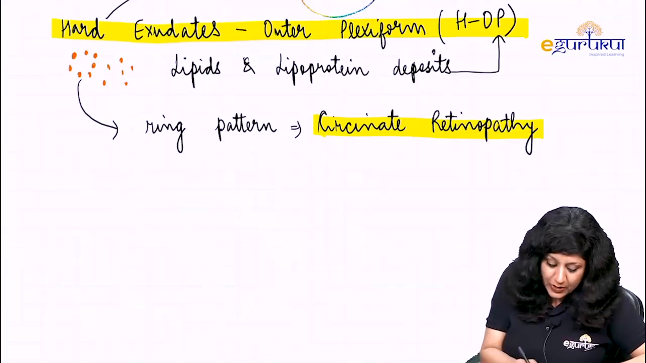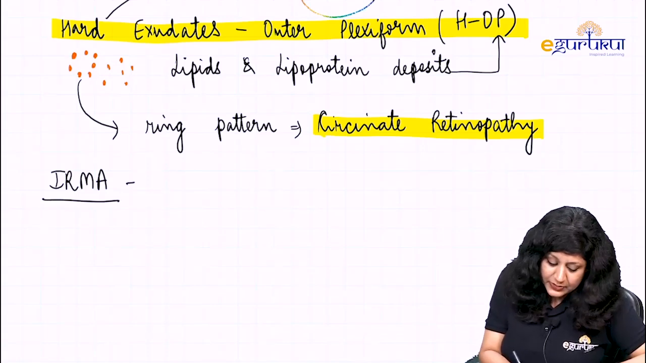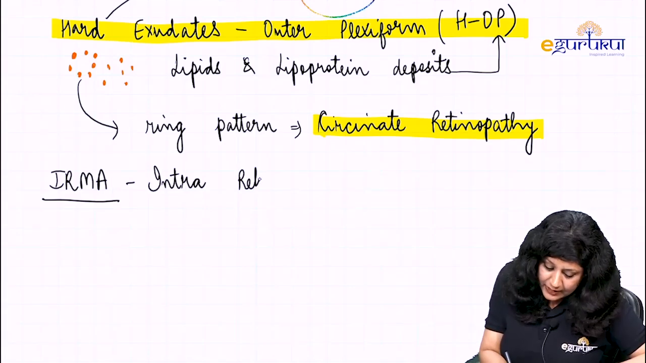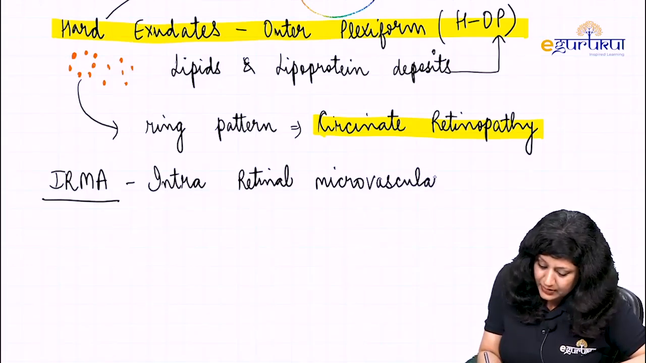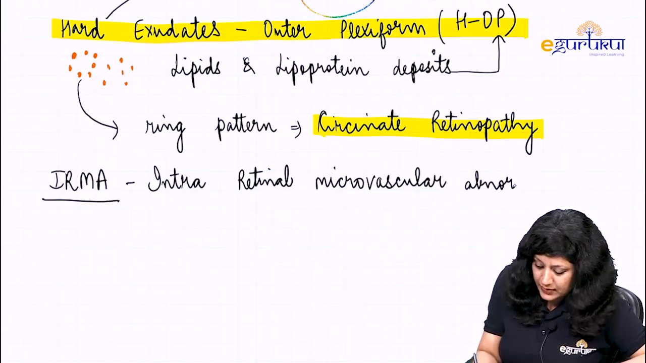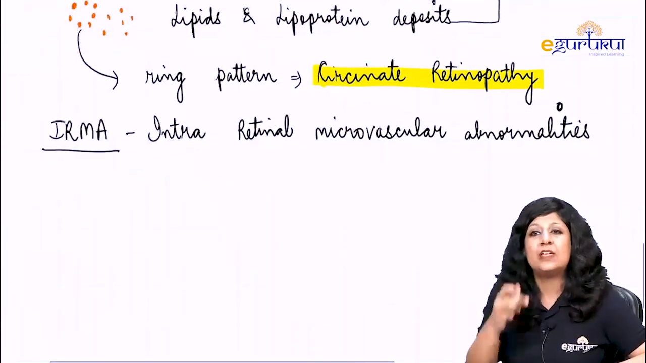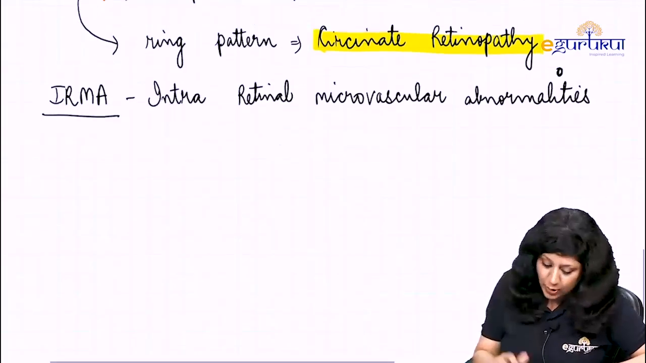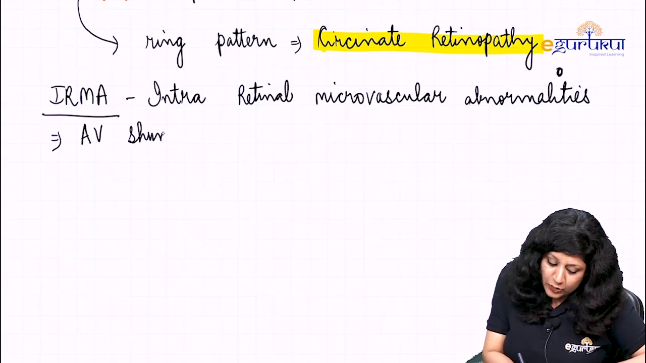Along with this, we also have the IRMA. Now, what is this IRMA? IRMA means intraretinal microvascular abnormalities. So in patients of NPDR, though I am not having any of the proliferation, I may have small microvascular abnormalities in the form of the AV shunts, in the form of the arteriovenous shunts.